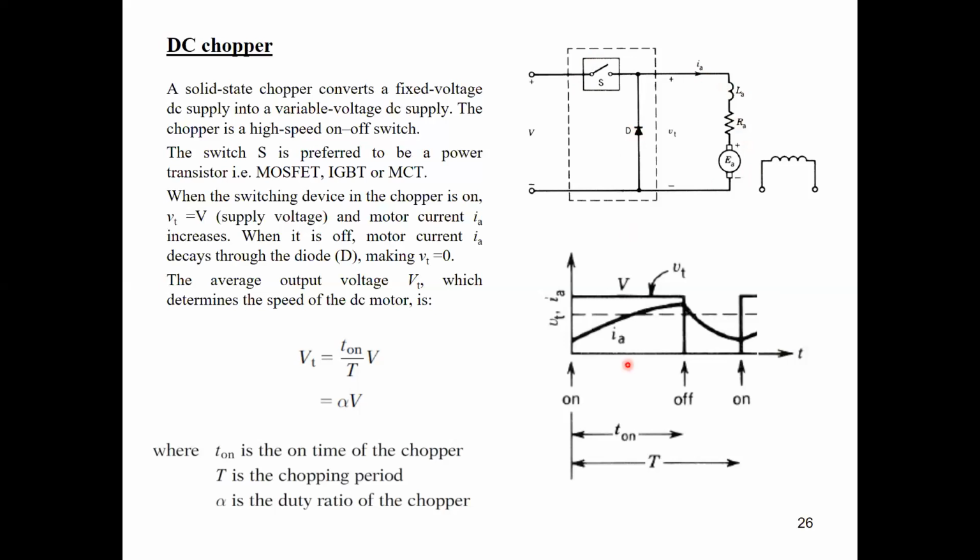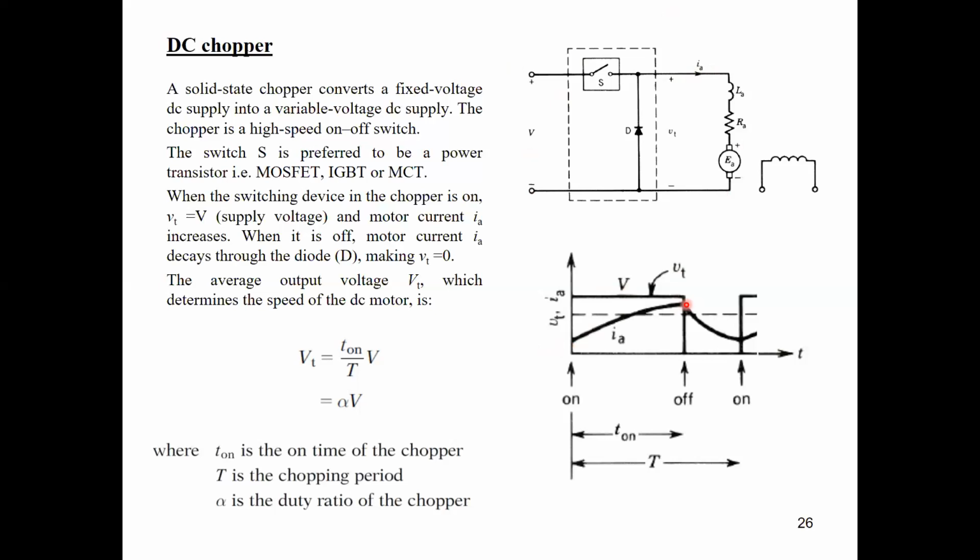So simply, when we apply switching, from this instant to that instant we call it the on period, T on. During that period, the output voltage will be the same as the input voltage. And the current here, IA, will be the same as the input current, which is going to charge the machine inductance. For that, you will find the current is increasing.